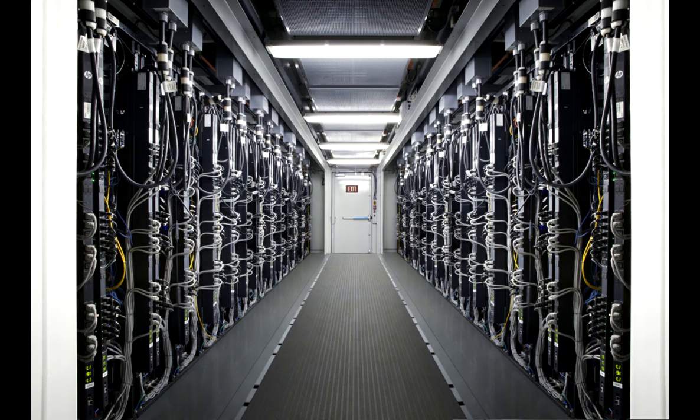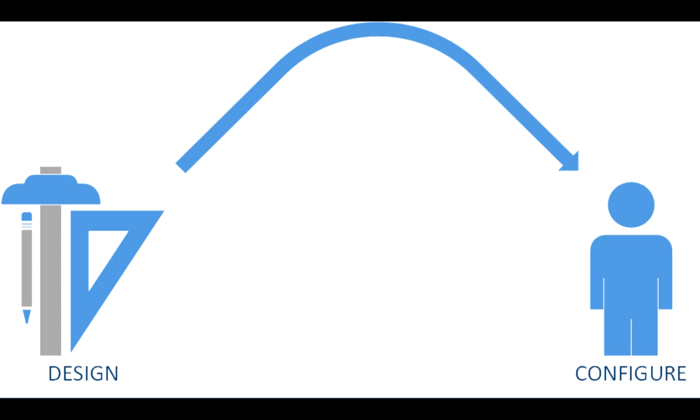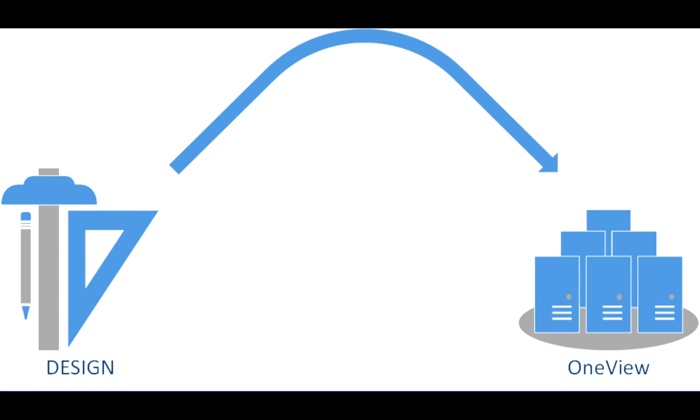The method of deploying a blade infrastructure is unique to each environment, but typically involves a design phase followed by a manual configuration process. In this demo, I'll show how design data can be read from a database and pushed to OneView directly, bypassing the manual configuration step.